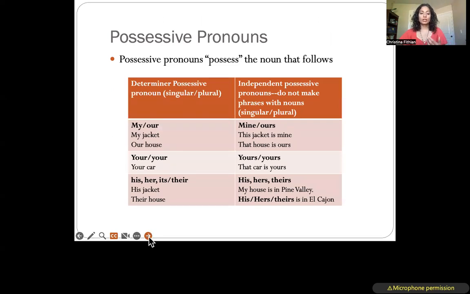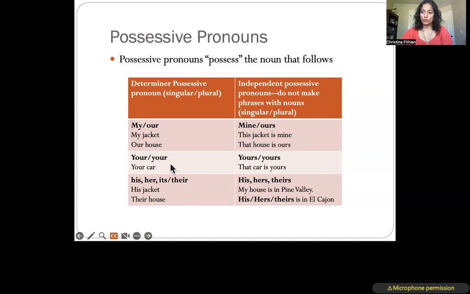Okay, so now let's talk about possessive pronouns. Now, possessive pronouns, metaphorically or literally, possess the noun that follows them. So we have possessive pronouns that are determiners. This is our next type of determiner. And these are things like my or our, like my jacket, our house. In this case, I possess a jacket. And more specifically, if I say our house, well, me and somebody else possesses a house, metaphorically.